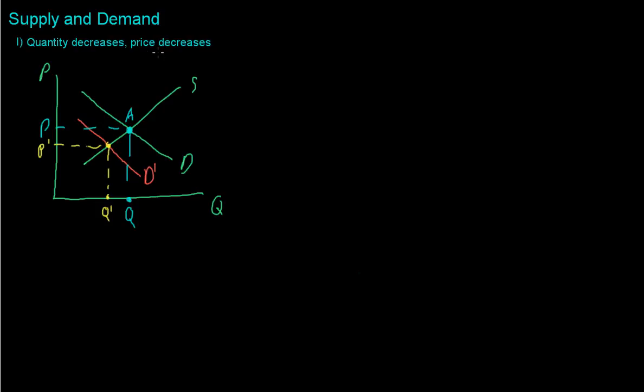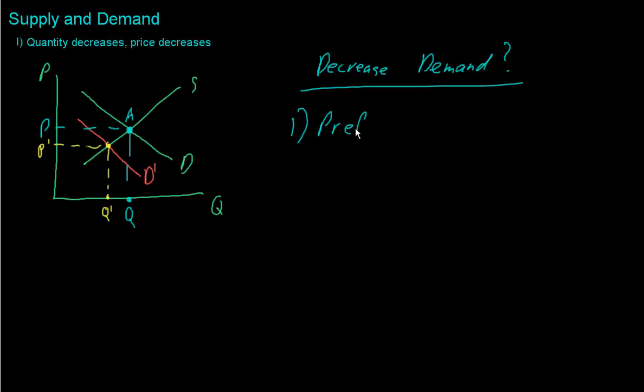price has decreased. So since we've been talking about surfboards in all the other videos, we'll keep talking about surfboards here. So what would lead to a decrease in demand? Decrease in demand for surfboards. So the first thing is a change in preferences, just like it was for an increase in demand.